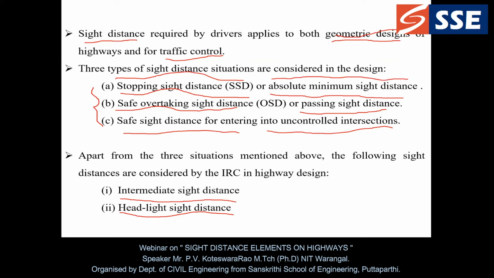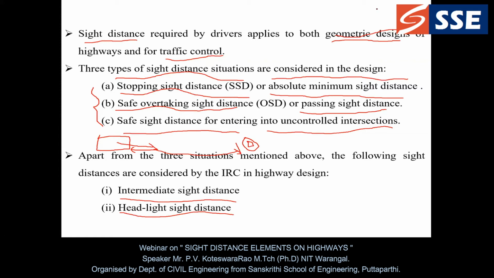For this one, if I have my vehicle here, and I am moving in this direction, and one object is there on the road surface, what is the minimum distance required for me to stop my vehicle without having any collision with the object? That is the distance required to stop the vehicle without collision with the obstruction. That means, what is the safe distance? It is nothing but stopping sight distance or absolute minimum sight distance.